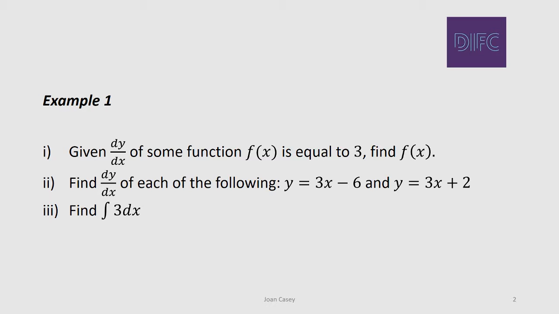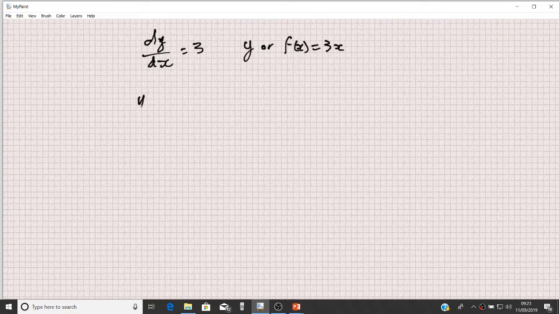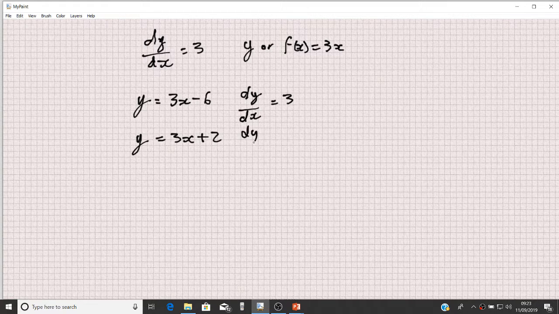Find dy/dx of each of the following: y equals 3x minus 6 and y equals 3x plus 2. So let's look at y equals 3x minus 6, and then dy/dx is equal to 3. And the second one we had was y equals 3x plus 2, then dy/dx is also equal to 3.